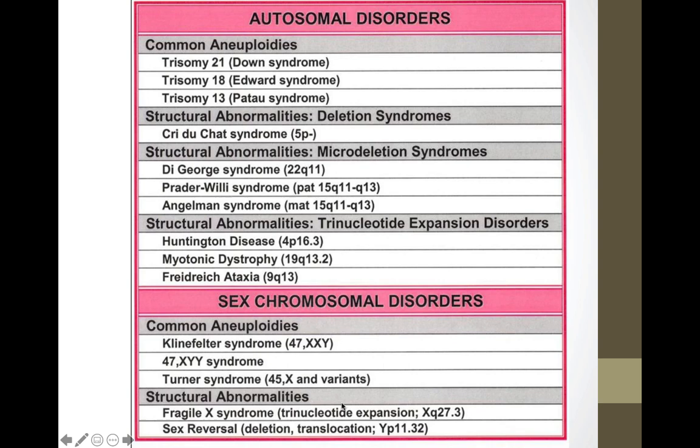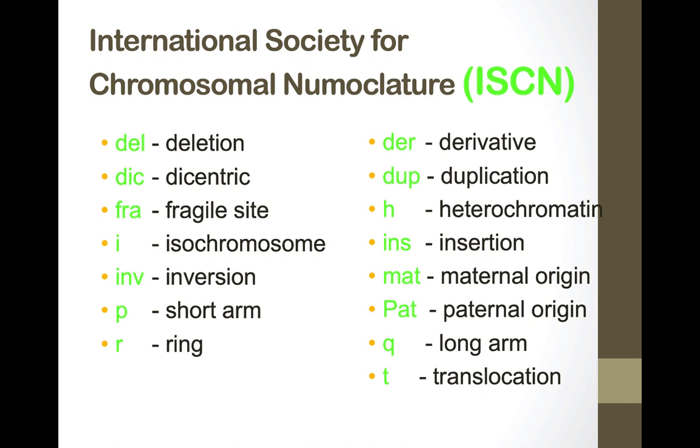So what does the International System for Chromosome Nomenclature have? Usually we use these notations: T translocation, Q long arm, P short arm, R is a ring, deletion, dicentric, tricentric, isochromosome, inversion, derivative, duplication, heterochromatin, insertion, maternal, paternal. So these are usually the nomenclature for gene disorders or chromosomal disorders.